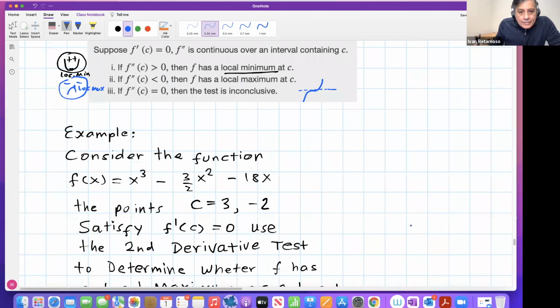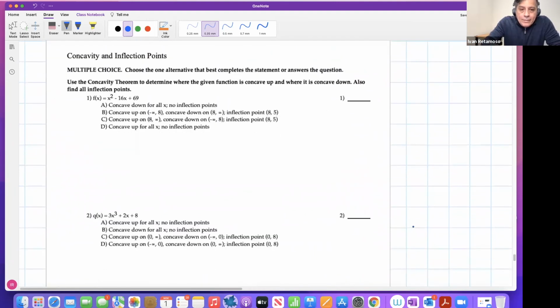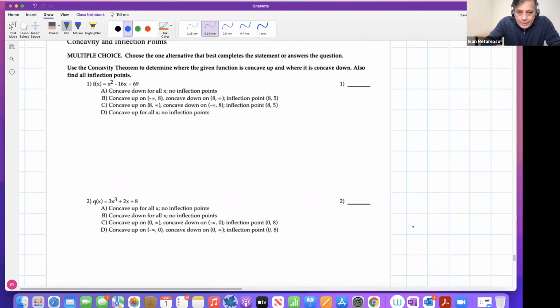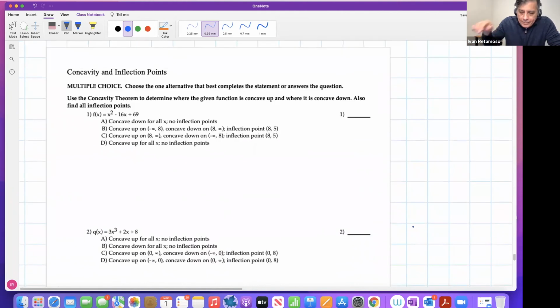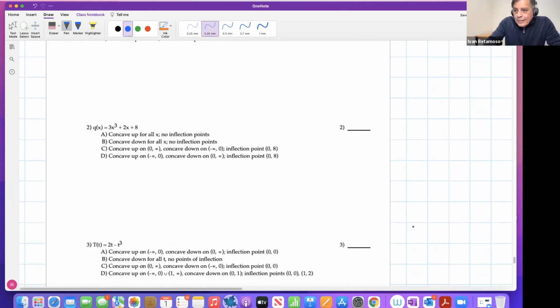But now let's put everything together. Let's try to use this method and figure out where is the change of concavity. So this deals with this type of exercises. So let me do number 2 to show you, and then I will ask you to do number 3, okay?